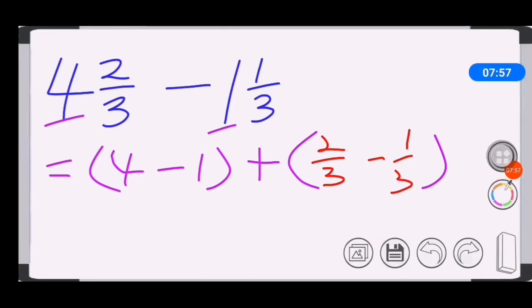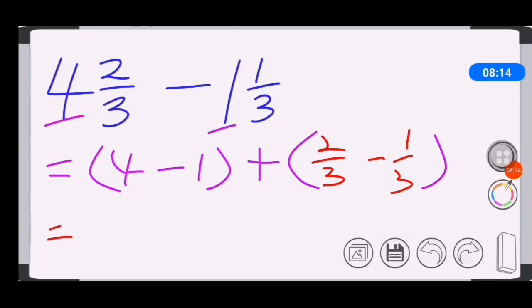So what have I done here? I have put the whole numbers 4 and 1 together here. And I've placed also the fractions together. And whatever answer I'm getting, I put them together. That's why I've put the addition sign there.